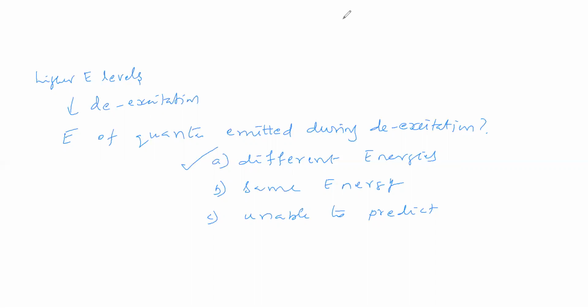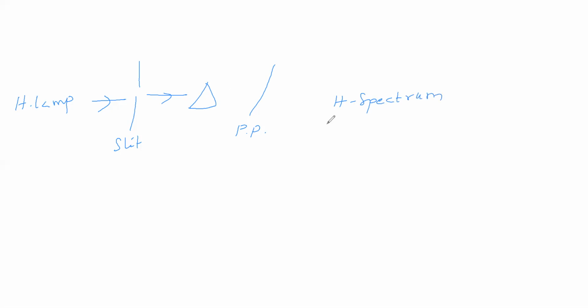Now we took a hydrogen lamp. This hydrogen lamp is emitting radiation. This radiation is passed through the slit, then it is passed through a prism. Then it goes for dispersion. Then the emergent rays are focused onto our photographic plate, and we get a spectrum. That spectrum is called the hydrogen spectrum.